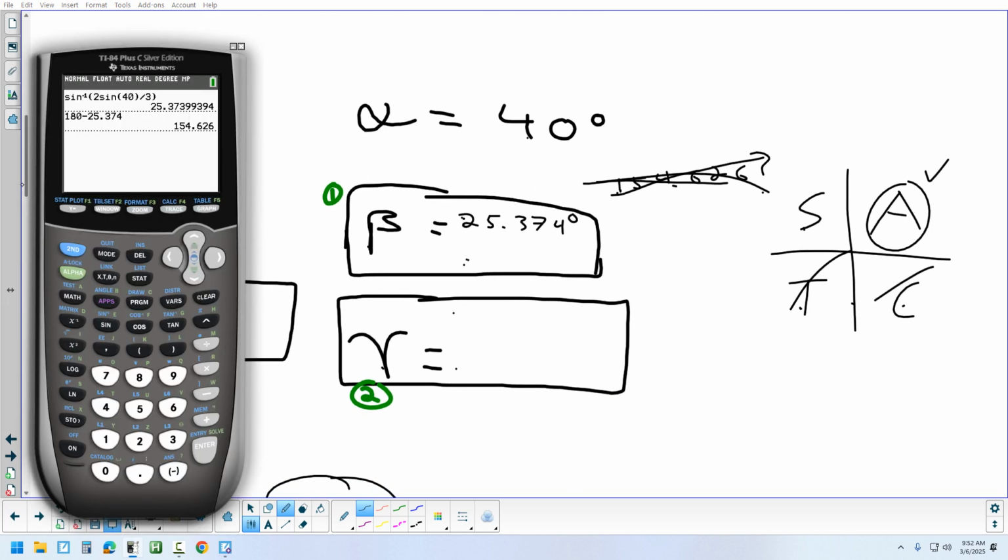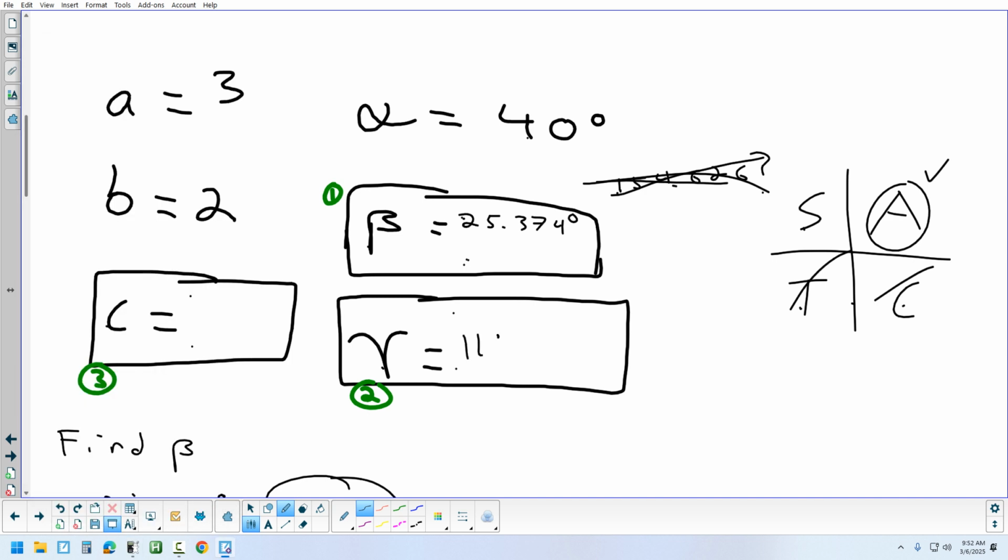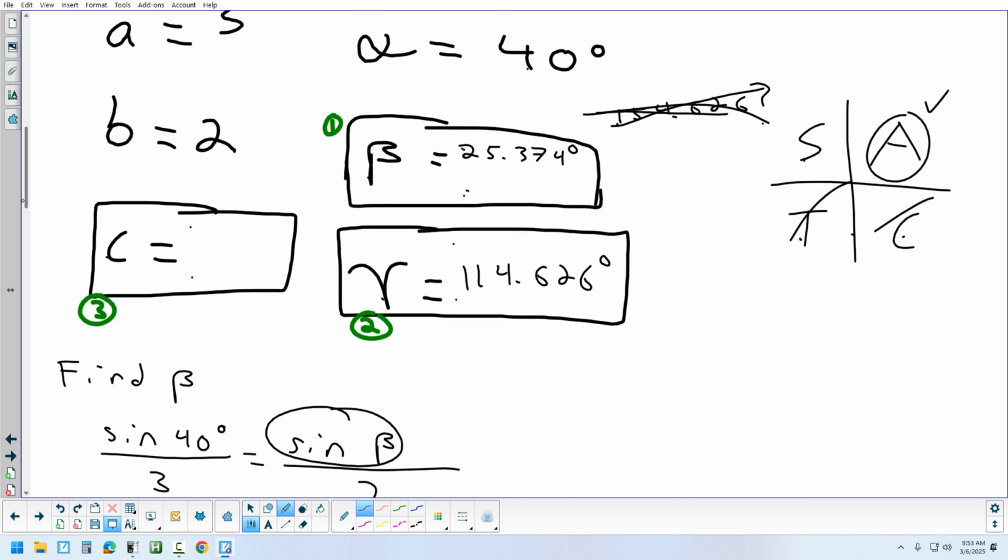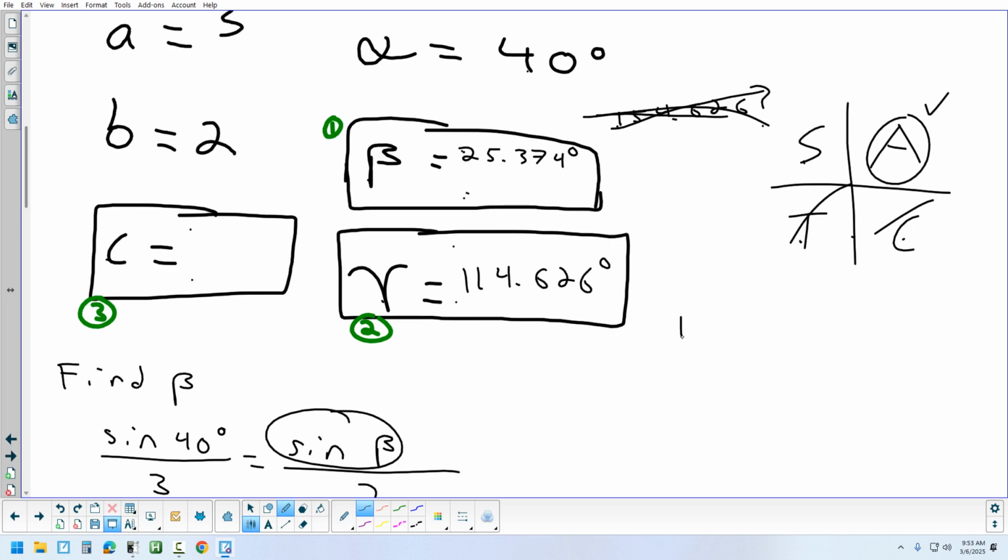Now that I know alpha and beta, how can I get gamma? You can subtract 25.374 and 40 from 180. So we're going to subtract the sum of those two. That gives me 114.626. And now you do have to use that 114 to find C. But now it's using the other formula, so that's nice.